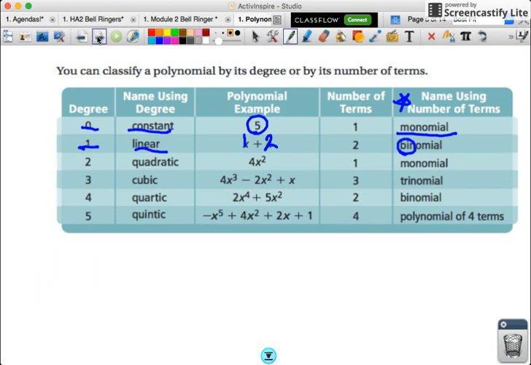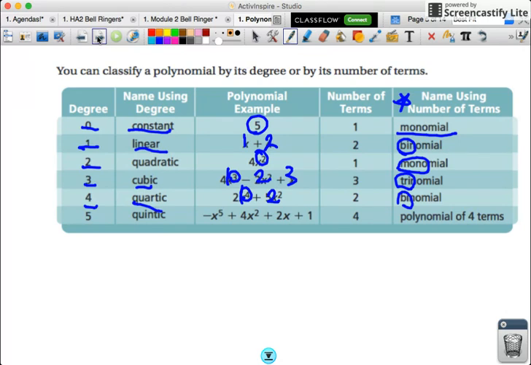I've got a quadratic here. I've got x squared, right? My degree is 2. Notice again, I've only got one term, so monomial. I've got a cubic. My degree is 3. That's my largest degree, so I call it a cubic. I've got 1, 2, 3 terms now, so this is a trinomial. The quartic, I've got a degree of 4, but I've only got 2 terms, so this is a binomial with a degree of 4, so it's quartic.